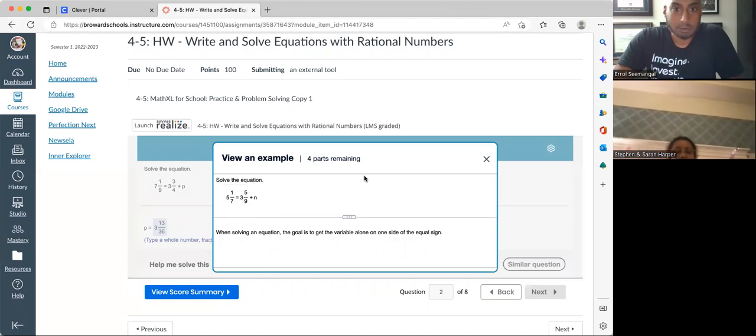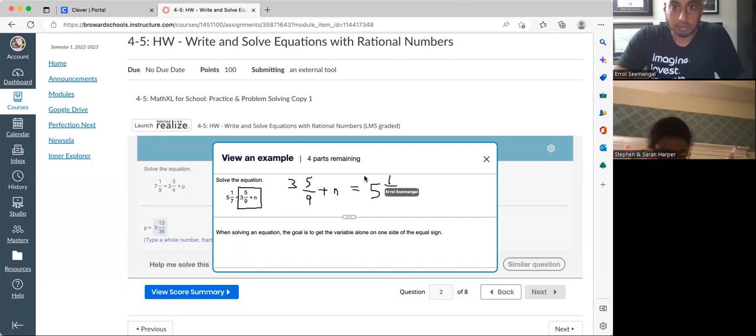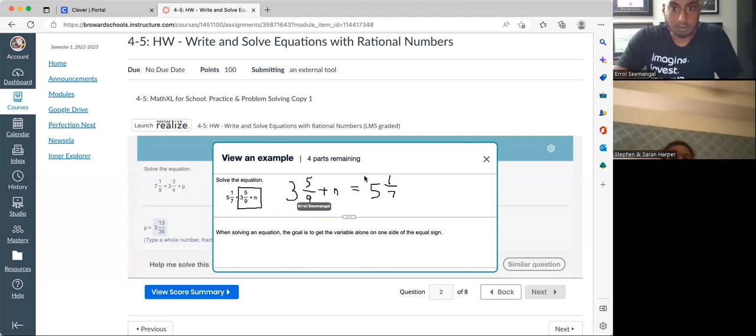I don't really know how to because the... Okay, look here. 5/9 plus n is on the other side. That's okay. Just switch it. 3 and 5/9 plus n equals 5 and 1/7. Same thing. You can switch the order. Okay. Now you know how to do it. So what would n be?